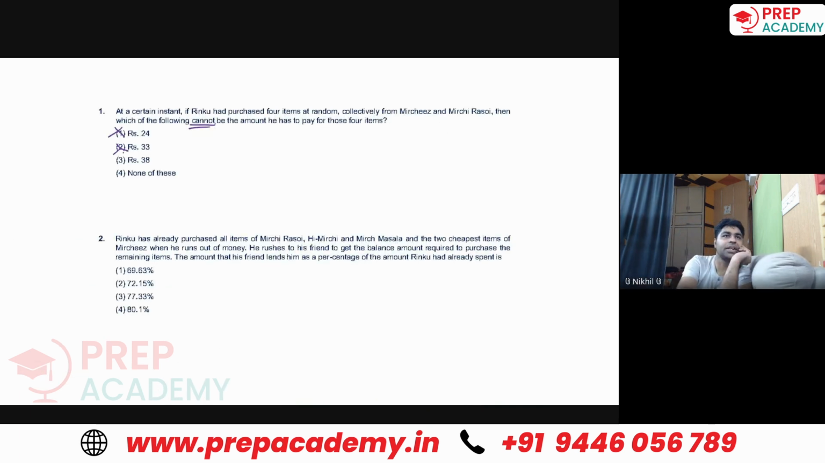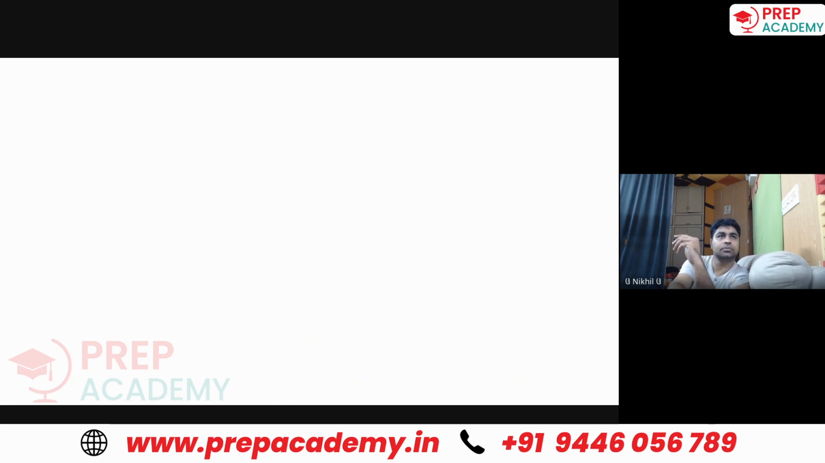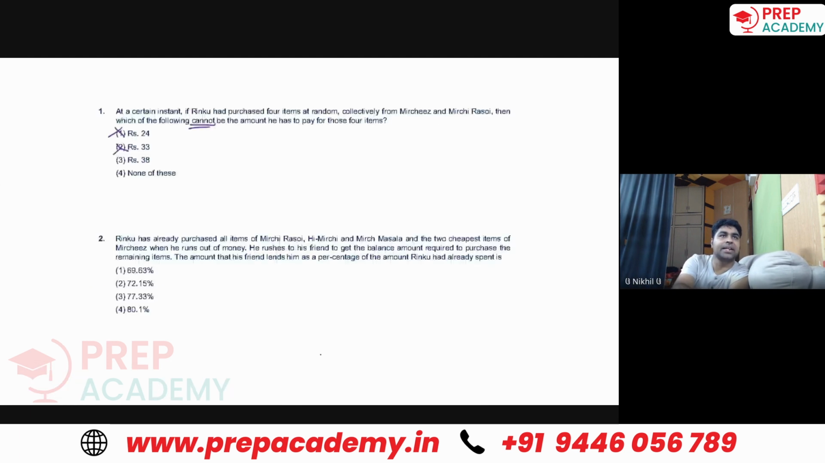38, last option 38. So similarly, taking 14 and 13 again, 27 is taken now. After 27, we need 11 now. So for 11, if I take a 10 and 1, 11 would be taken care of. Yes, it would be taken care of. Is it understood? That means 38 also is possible.